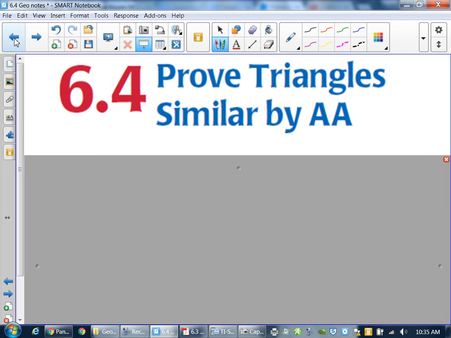thinking, oh my God, I gotta do a proof. There's no proof in this. There's no two-column proof. What it's saying is that a way to show that you have things that are similar is by just having two angles right here.